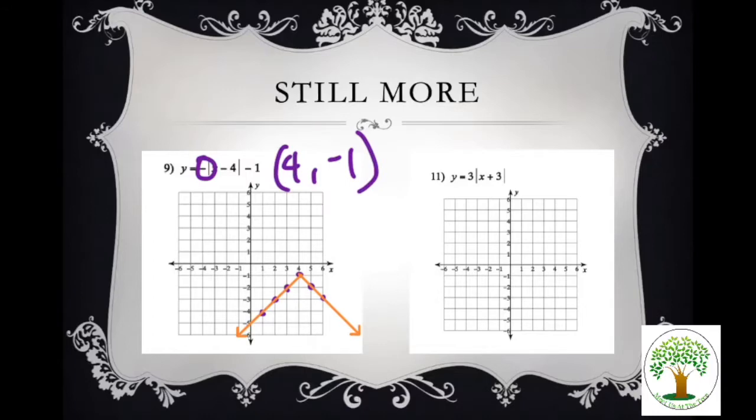This one, though, over here on 11, doesn't have anything out here. So my vertex is 3, 0. And I've got this here, but I don't have a 1 in front. I have a 3 in front. That means my slope is 3. I'm going to come up 3 and over 1 on both sides. Notice that my graph is thinner now. It's not as wide as it was before.